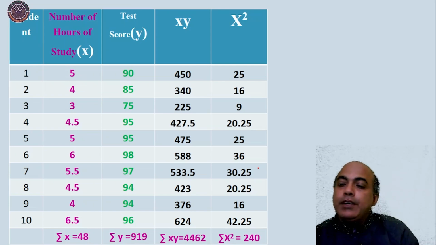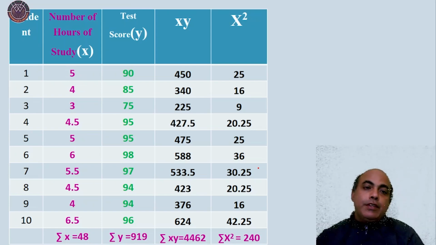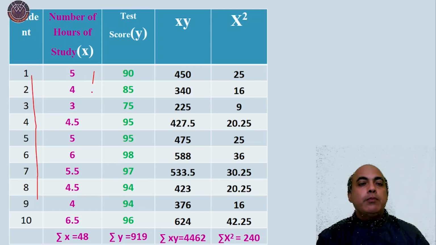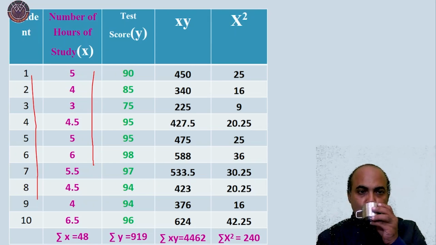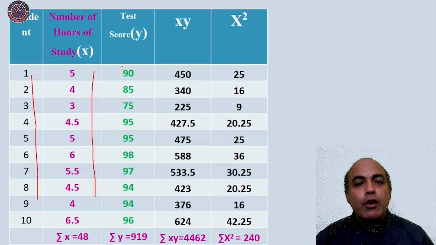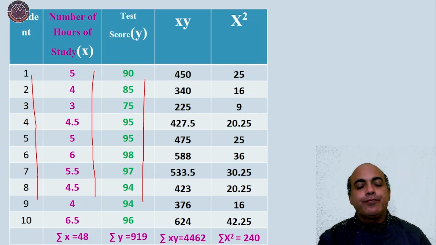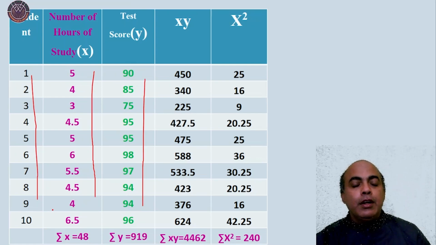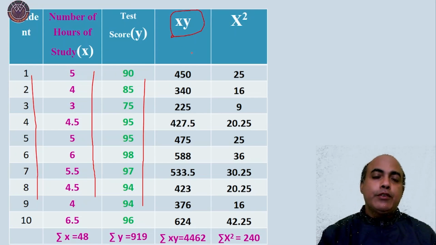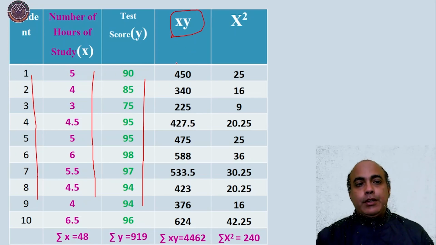You can see in this example that in the first column there are students. In the second column you have the number of hours they have devoted to study, and this is the test score. It was already there when we looked at the problem. As we have seen, in our regression equation we require the product of x and y, that is, the multiplication of the test score with the number of hours spent on study.